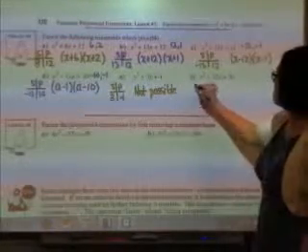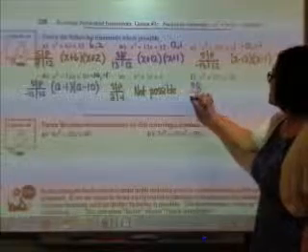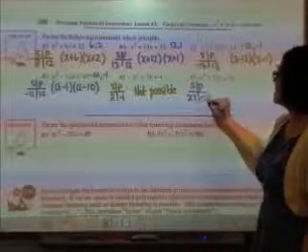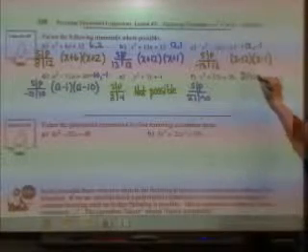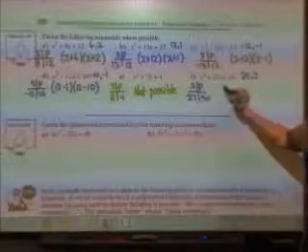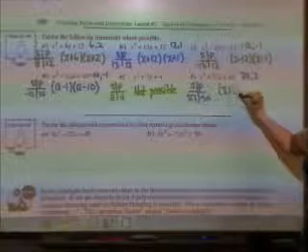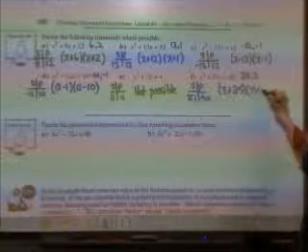And the last one, my sum is 27 and my product is 50. So what are my two numbers? 25 and 2. So what would be my two binomials? X plus 25 and X plus 2. Okay, so take a look at 6a.